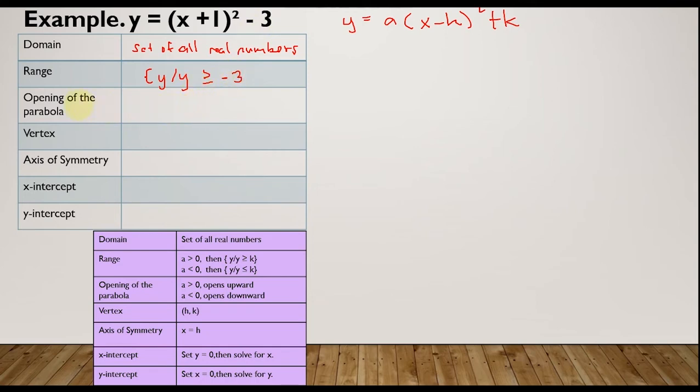Next, for the opening of the parabola, again, we're going to identify our condition. If a is greater than 0, then it opens upward. If a is less than 0, it opens downward. A again is 1, that is greater than 0. So we're going to consider upward. So we're going to write here, opening of the parabola, upward.